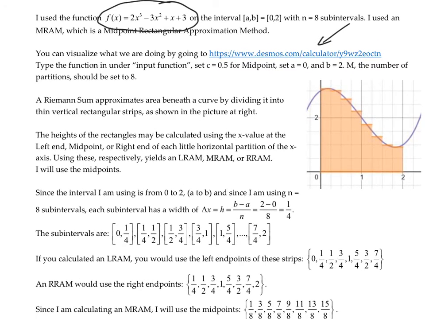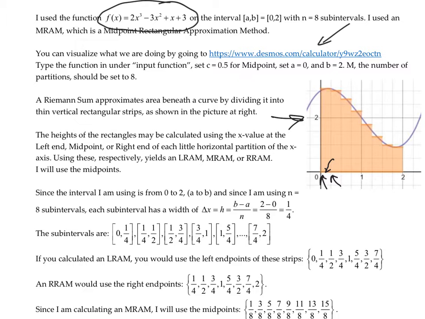The idea behind a Riemann sum is simple enough. It approximates the area beneath a curve by dividing the region into thin vertical rectangular strips, as shown in this illustration at right, which I copied from Desmos. The heights of the rectangles are calculated several different ways, possibly. You could use the height at the left end of each rectangle, at the right end of the rectangle, or height right in the middle of each rectangle, which is what I'll be doing.